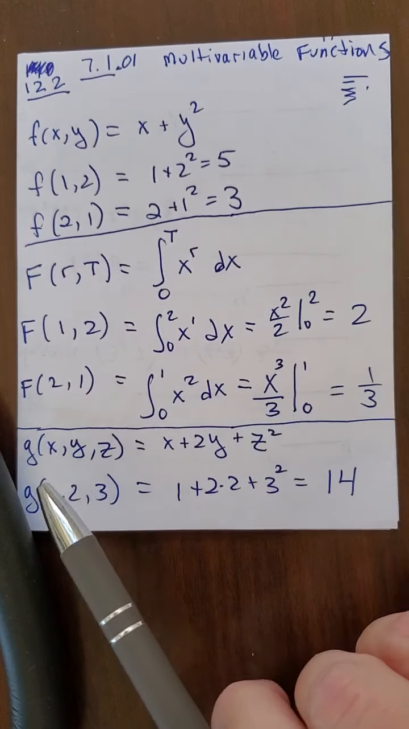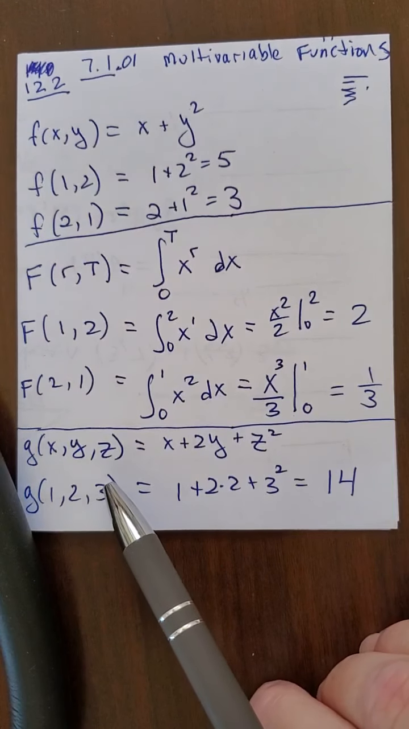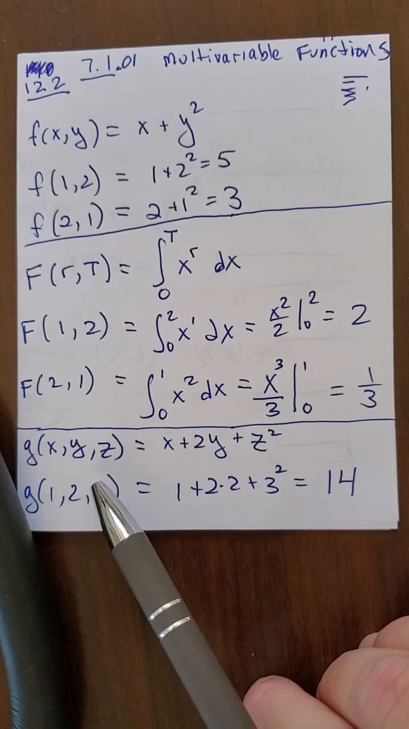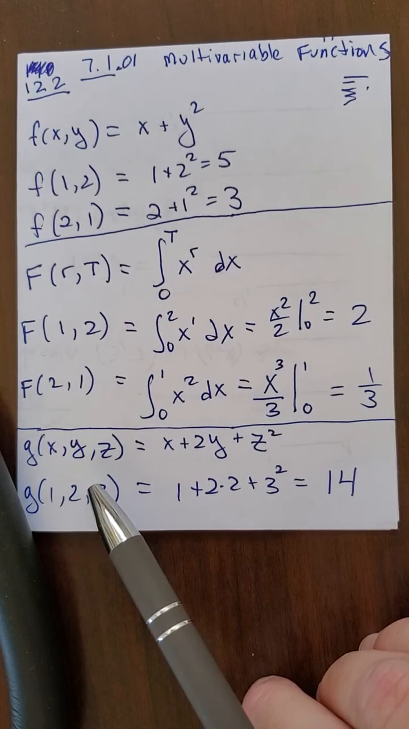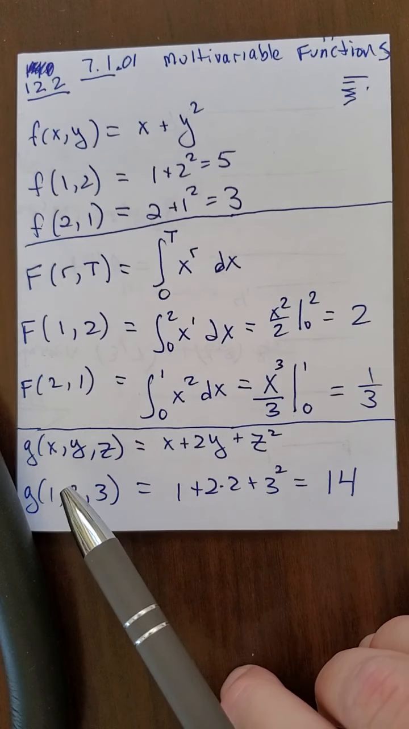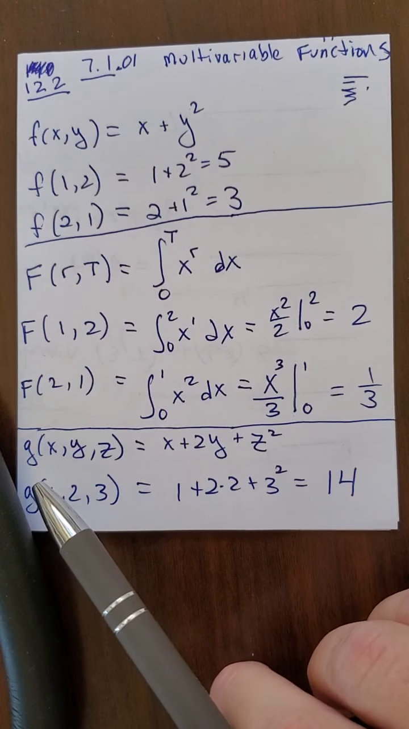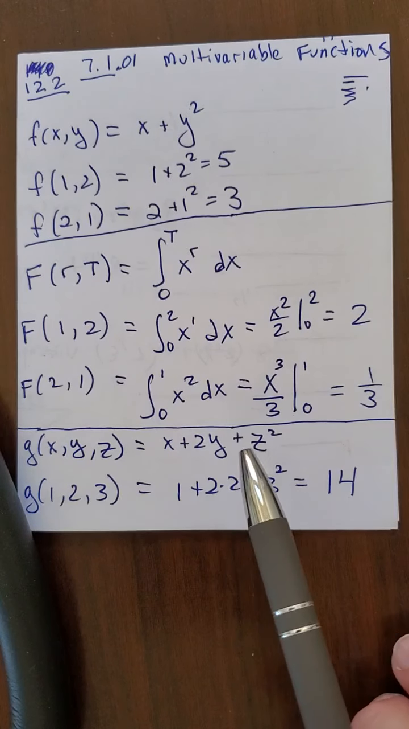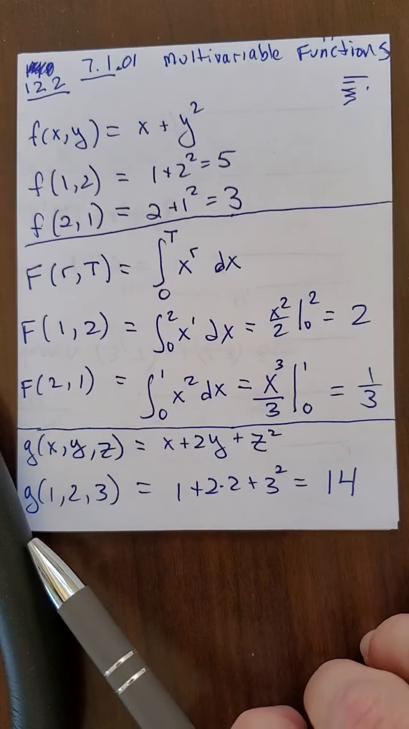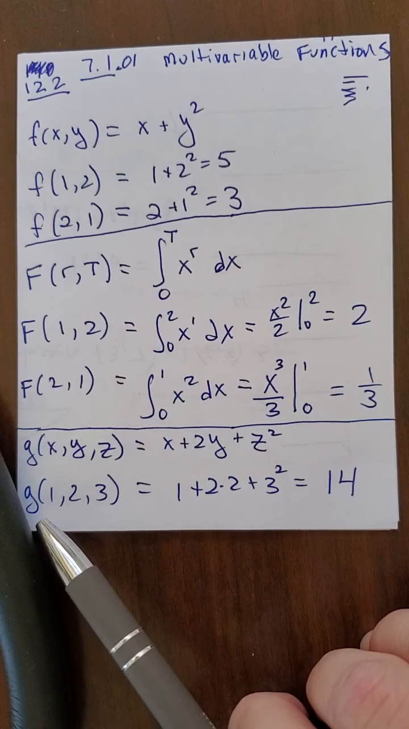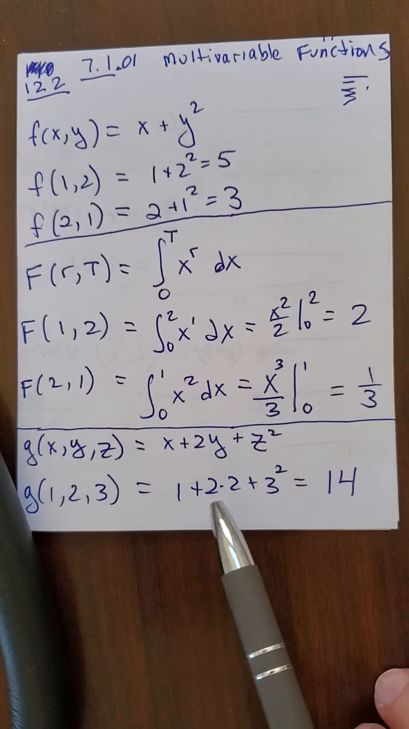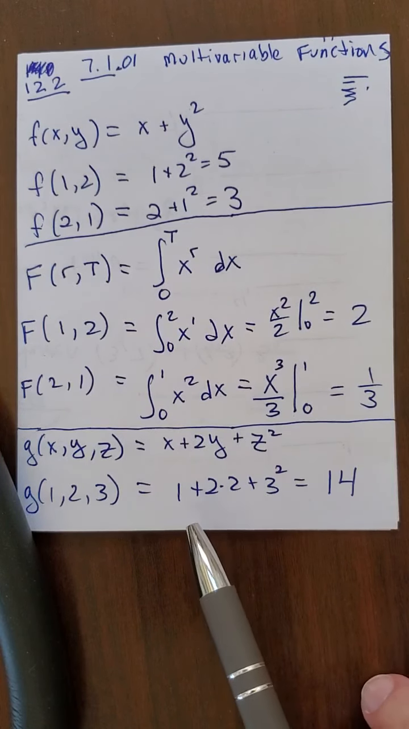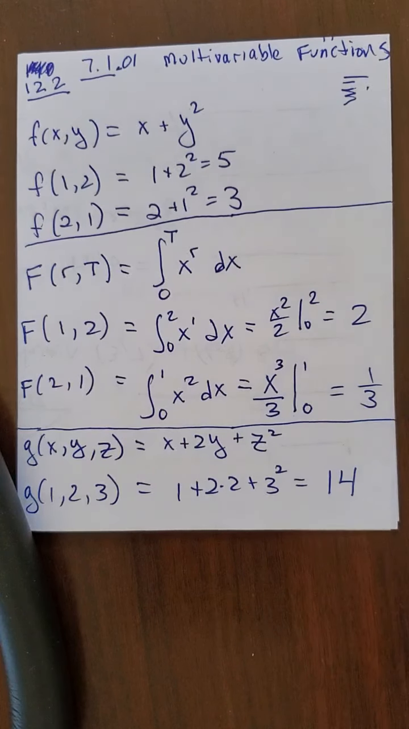Here's a 3-variable function. Why not? In theory, you could have a 20-variable function, but in this class, we're going to pretty much cut it off at 3 for the most part. And g of x comma y comma z is equal to x plus 2y plus z squared. And let's try 1, 2, 3. G of 1 comma 2 comma 3 is 1 plus 2 times 2 plus 3 squared, which is 1 plus 4 plus 9, which is 14.